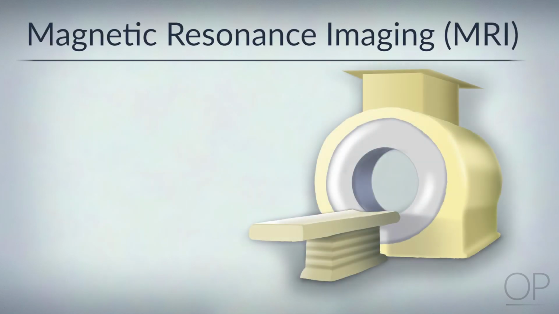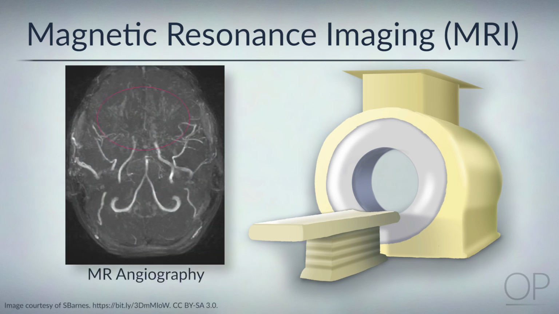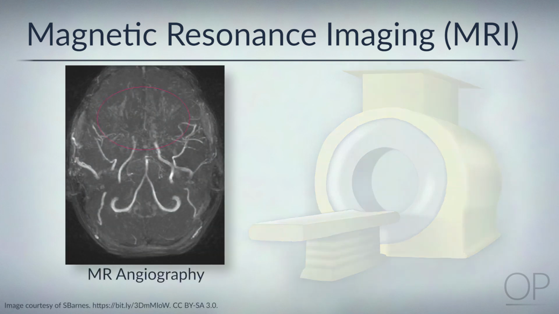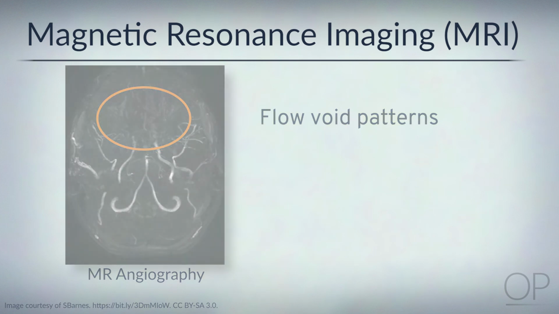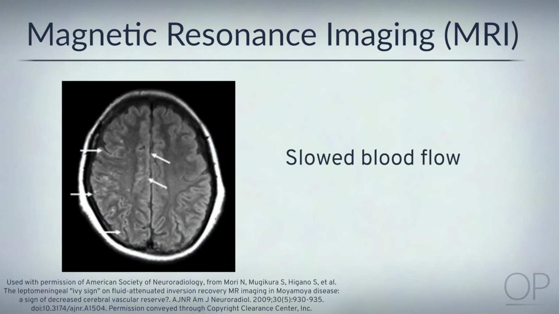Patients often undergo magnetic resonance imaging of the brain, with MR angiography being a particularly useful test. The MR can reveal characteristic flow-void patterns, which are highly suggestive of Moyamoya. MRI can also reveal evidence of slowed blood flow, causing a radiographic finding called ivy sign.